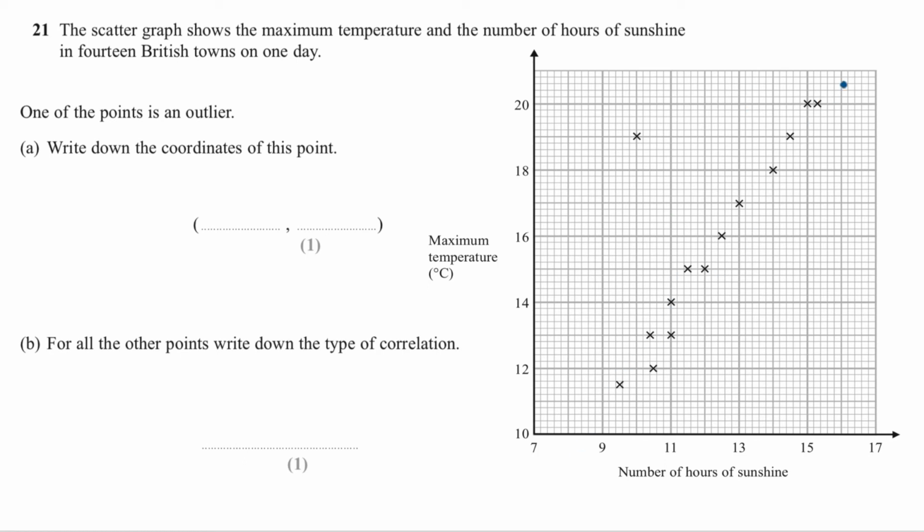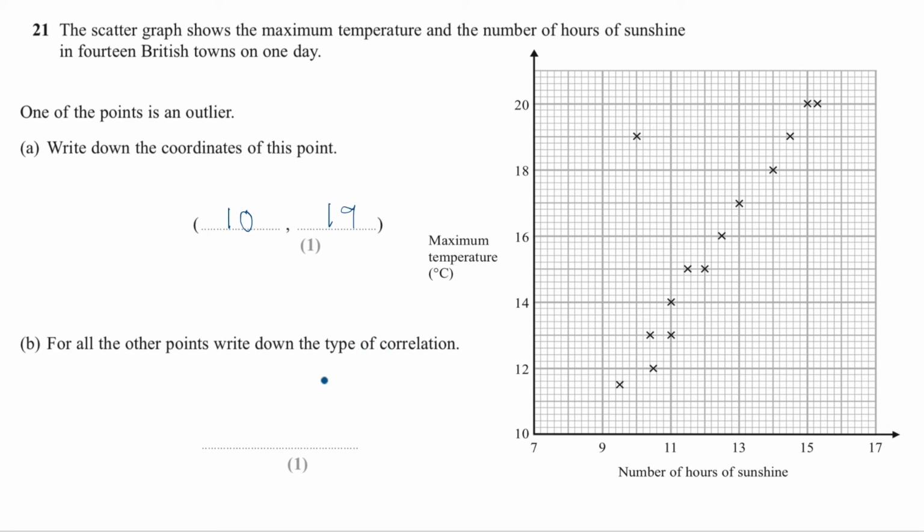So we're looking at the points there. All of those lie pretty much along a line, but this one is out on its own. So that's the outlier, and the coordinates of that are 10, 19. 10 on the x-axis and 19 on the y-axis.